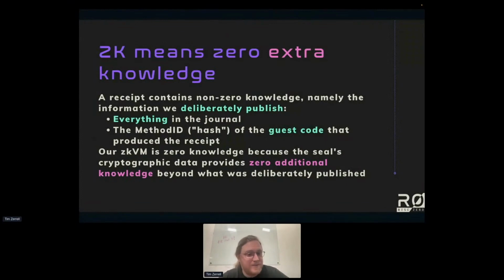So what you actually do when you hand someone a receipt is you put something in the journal, like, for example, the hash of the password, and you tell them what code was used, and that they can check against the hash. So zero knowledge in practice means zero extra knowledge. Everything you deliberately publish is secured, and everything you don't deliberately publish, there's no information about.